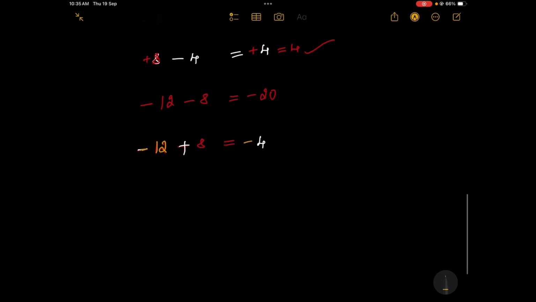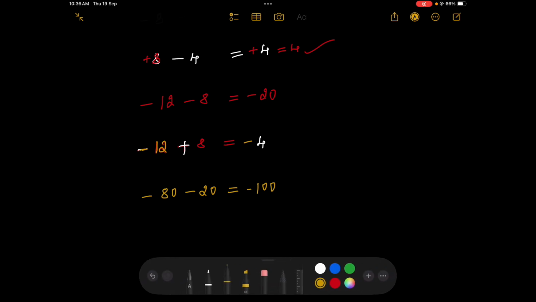So let me take one more problem. Suppose it is minus 80 minus 20. What do we have to do? Do we add or subtract? So look at the numbers. Both the numbers are negative. So we have to add. What is 80 plus 20? We get 100. Since both the numbers are negative, we get negative 100.